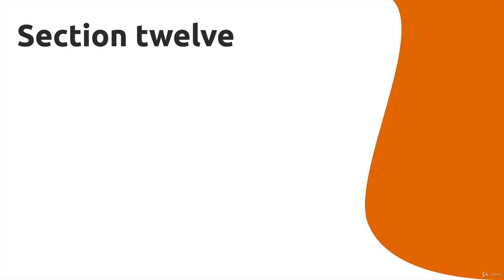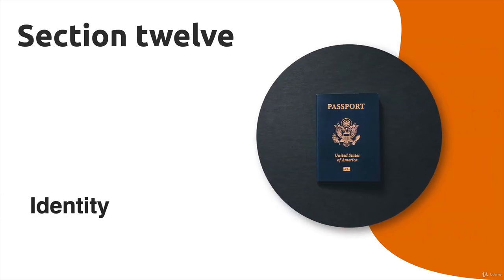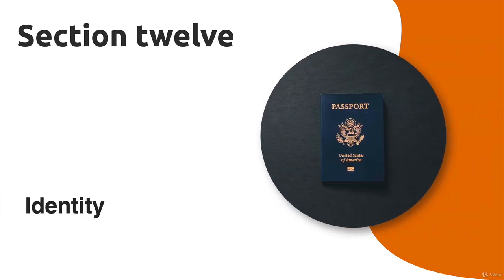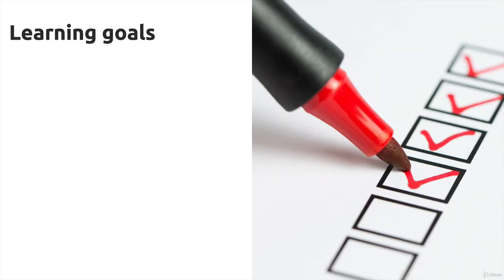Welcome to section 12, and in this particular section we're going to take a look at adding identity into our application. And let's take a look at the learning goals for this section. So we're going to be adding ASP.NET Core Identity. This is a battle-hardened, fully tested, off-the-shelf identity package that comes with our .NET SDK and runtime, and we're going to implement this into our application.